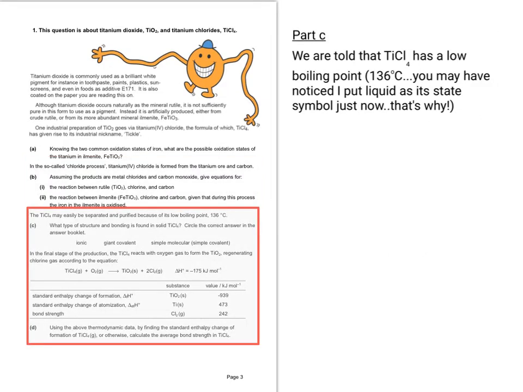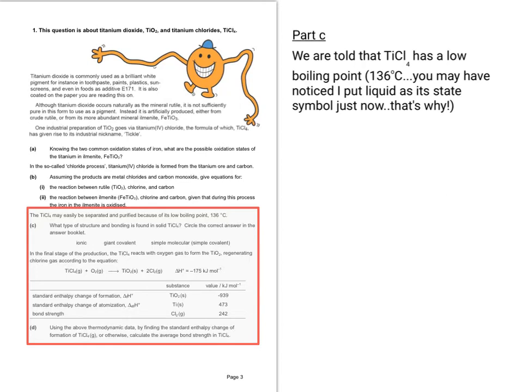So it says the TiCl4 may easily be purified and separated because of its low boiling point. And you might have noticed that I put in liquid as its state symbol and not solid, because I had a little look at the question, and I just thought I'd not say anything about it till now, just to see if you can realise how it's quite important maybe to look at all the parts of the question before we start.